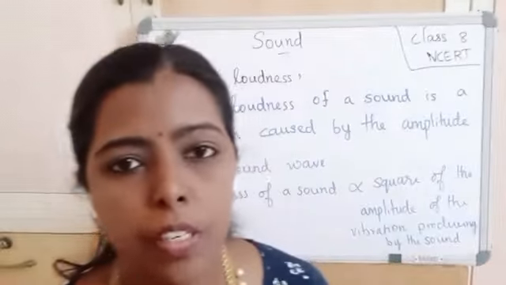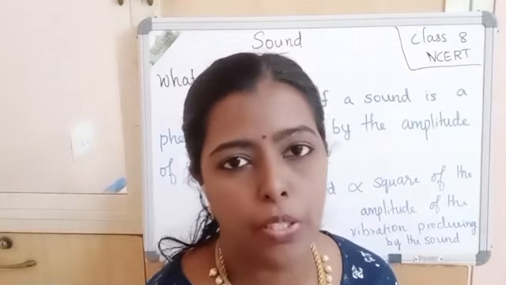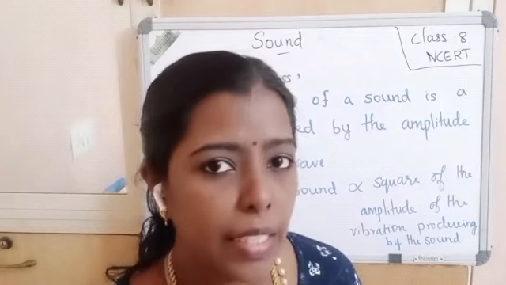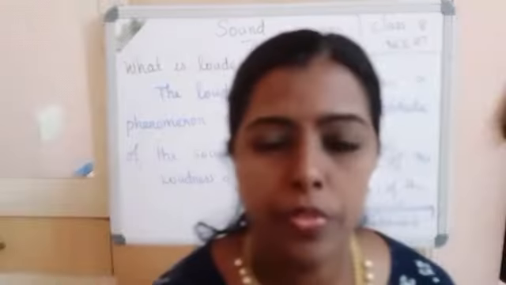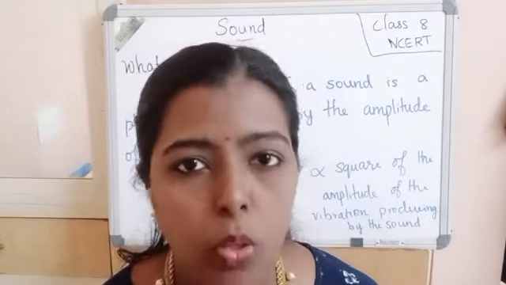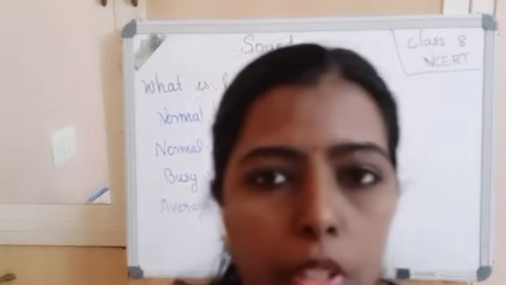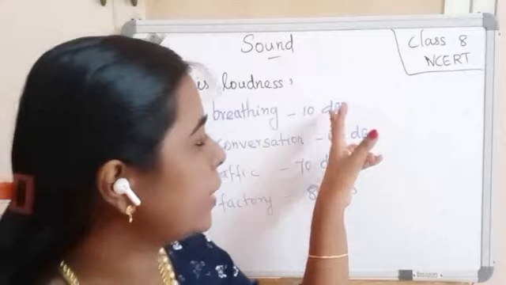From this, what we observed is that the loudness of sound depends upon its amplitude. If the amplitude increases, loudness also increases. If the amplitude decreases, loudness also decreases. The unit of loudness of sound is called the decibel. It is denoted with the symbol dB.